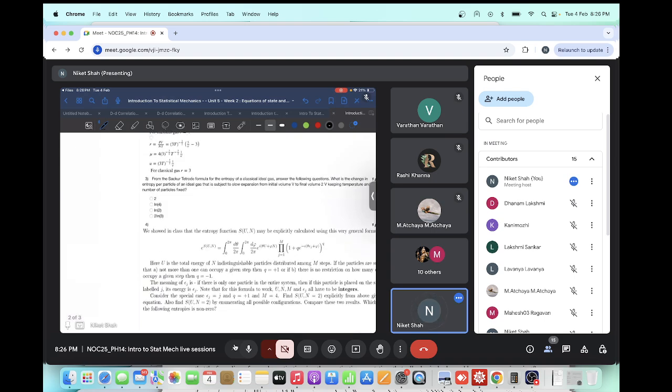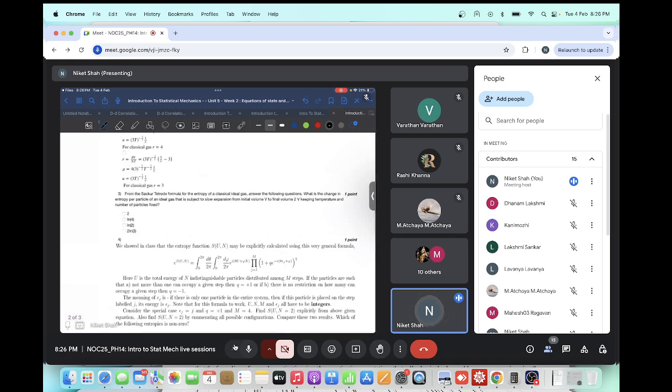All right. From the Sackur-Tetrode formula for the entropy of a classical ideal gas, answer the following questions. What is the change in entropy per particle of an ideal gas that is subject to slow expansion from initial volume V to final volume 2V, keeping temperature and number of particles fixed?